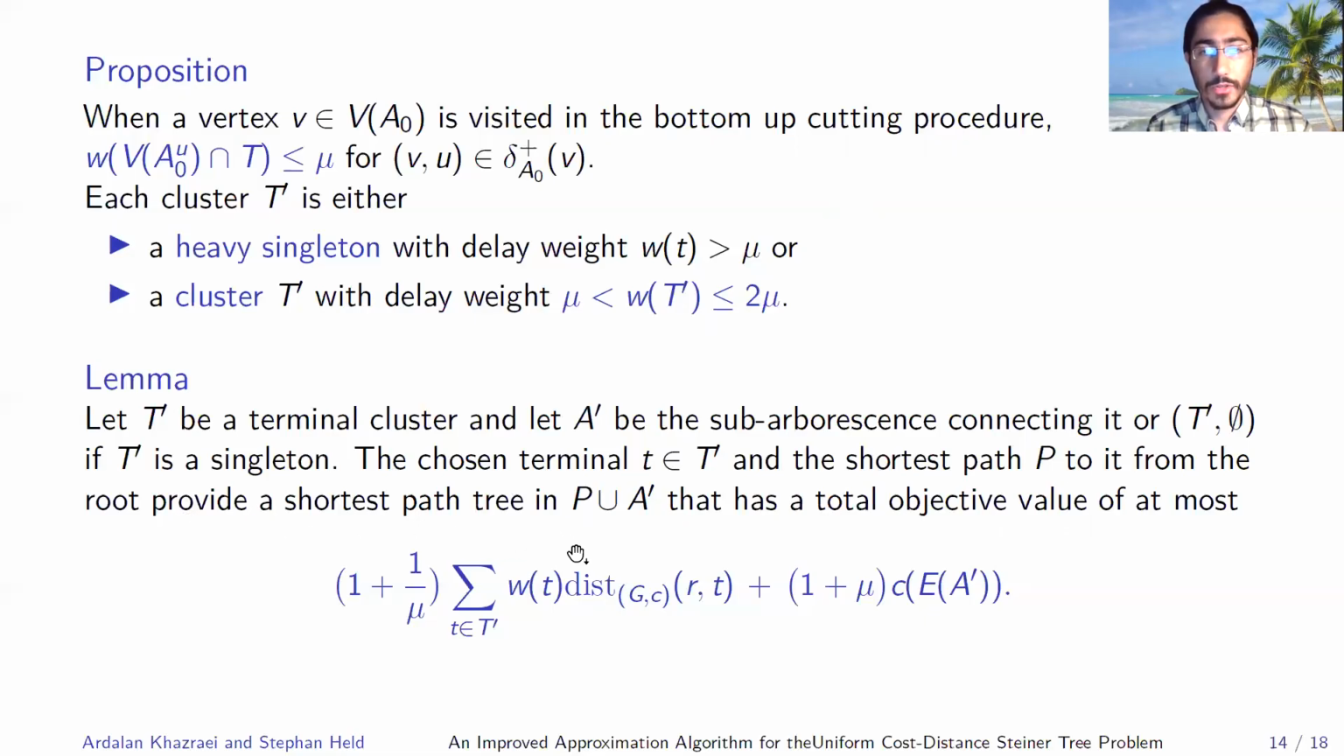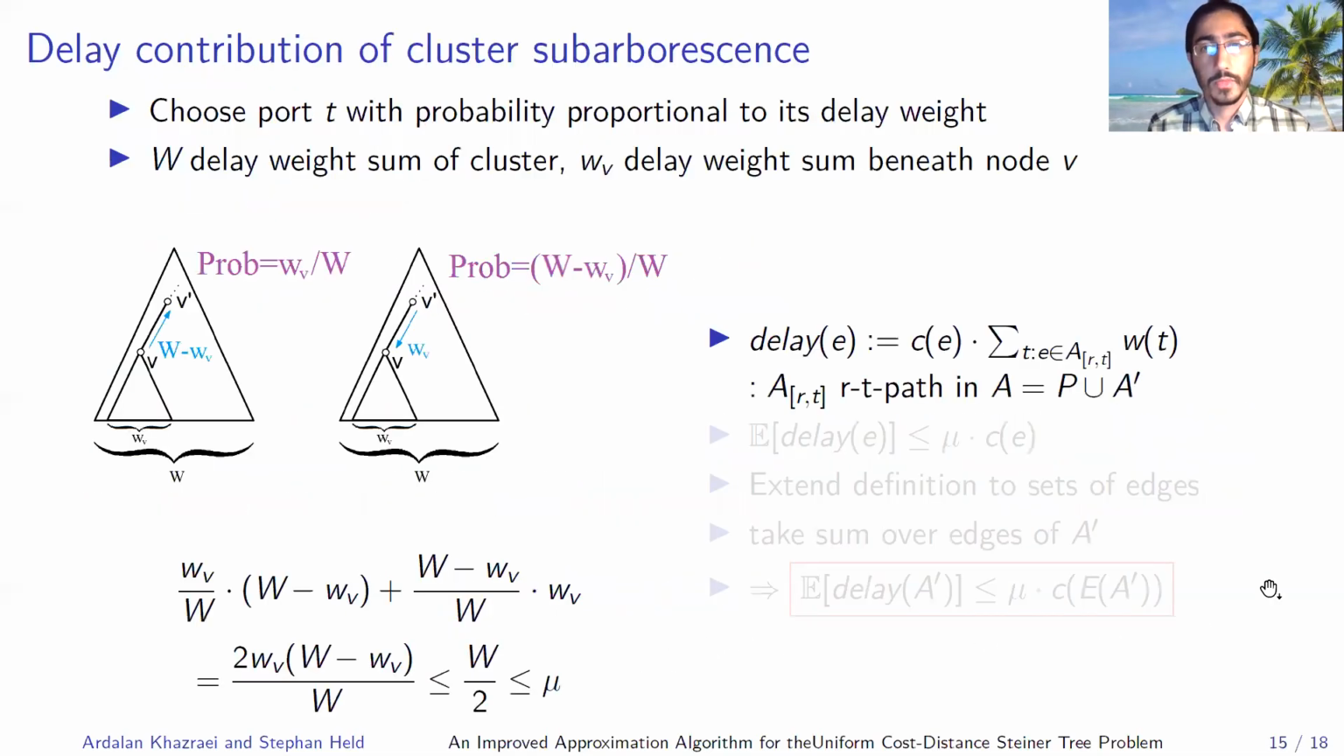We have for the tree obtained by the shortest path union this subarborescence, that its contribution to the objective value will be this expression here, 1 plus mu times the sum of its edge costs plus a factor of 1 plus 1 over mu times the contribution of a shortest path tree, or weighted sum of distances from the terminals to the root.